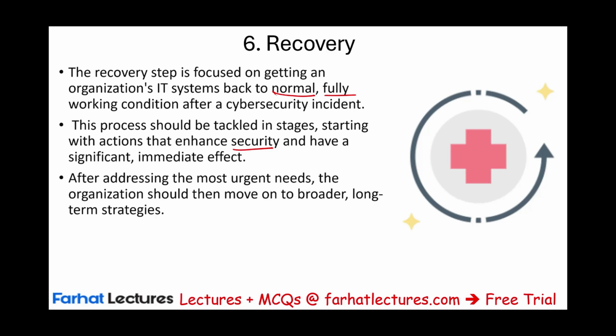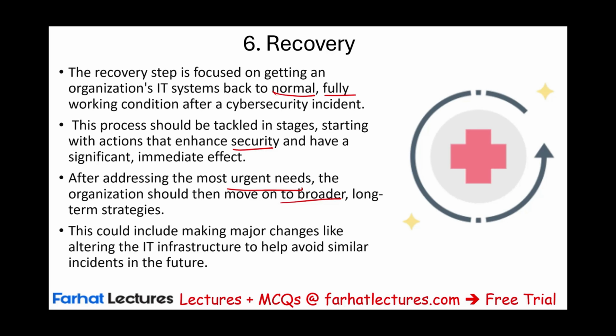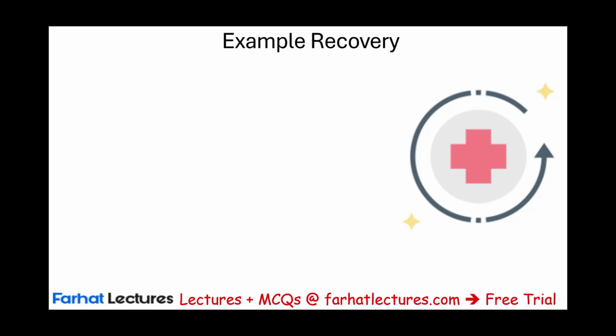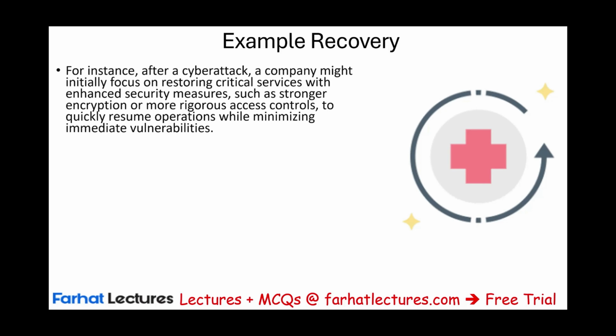After addressing the most urgent needs, the organization should move on to broader long-term strategies. This includes making major changes like altering the IT infrastructure to help avoid similar incidents in the future. So what could be an example of a recovery? For example, after a cyber attack, the company might initially focus on restoring critical services with enhanced security measures. Critical means important services, but we want to make sure they are protected, such as stronger encryption or more rigorous access control to quickly resume operation while minimizing immediate vulnerabilities, because you could be attacked shortly thereafter as you are recovering or right post-recovery.